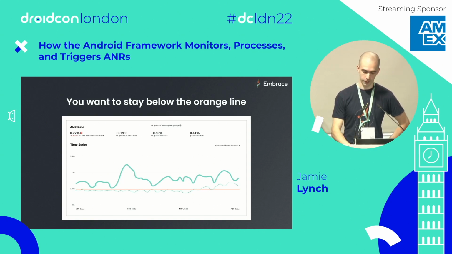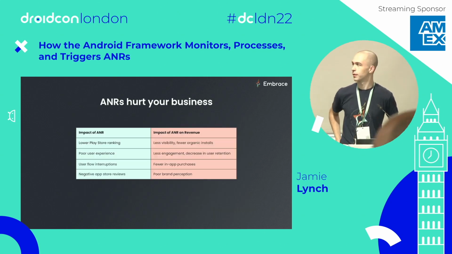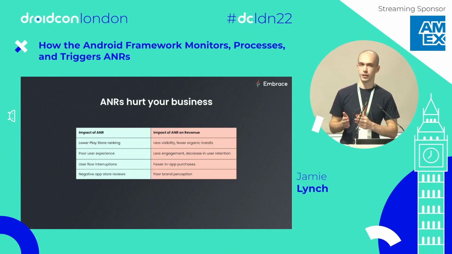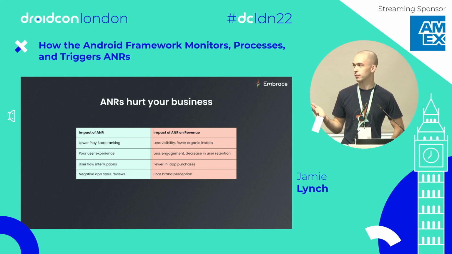So yeah, there are various reasons why you might be going above that orange line. But if you do, then it's a bad experience for users, but it's also hurting your business. There are several consequences. You can have a lower Play Store ranking. For example, you won't show up in organic searches on Google Play, and that can affect your customer acquisition. It's just generally a bad experience all round, and if the user experiences a freezing app, they're far less likely to actually purchase something in your application.